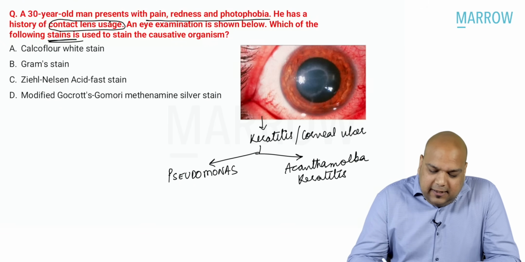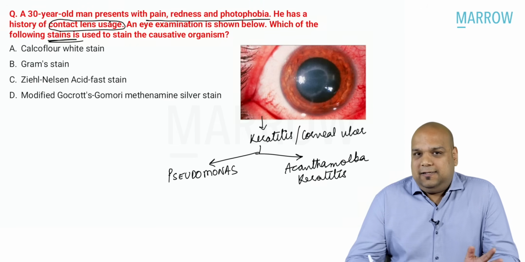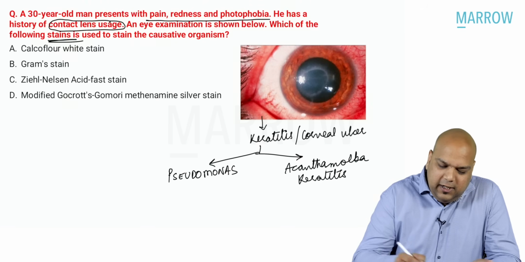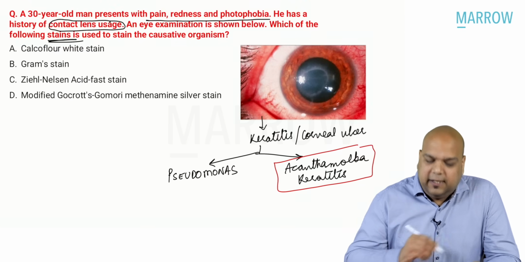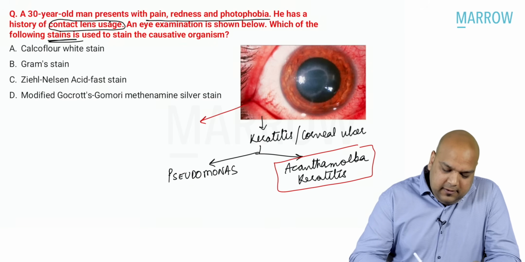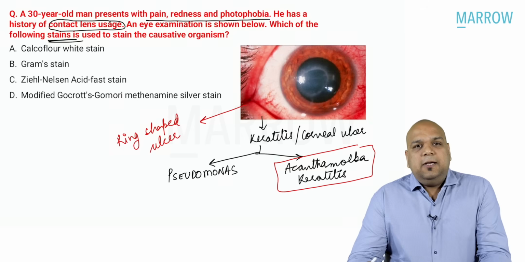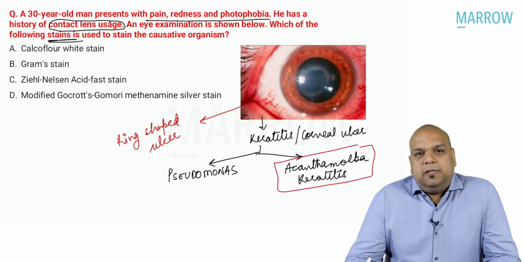We can see that there is a ring-shaped ulcer or keratitis. Yes. So we know ring-shaped is more indicative, or rather more only indicative of what? It is indicative of Acanthamoeba keratitis. Okay. Ring-shaped ulcer. So based on the question, our diagnosis is Acanthamoeba keratitis. That's the ophthalmology part done, I hope.